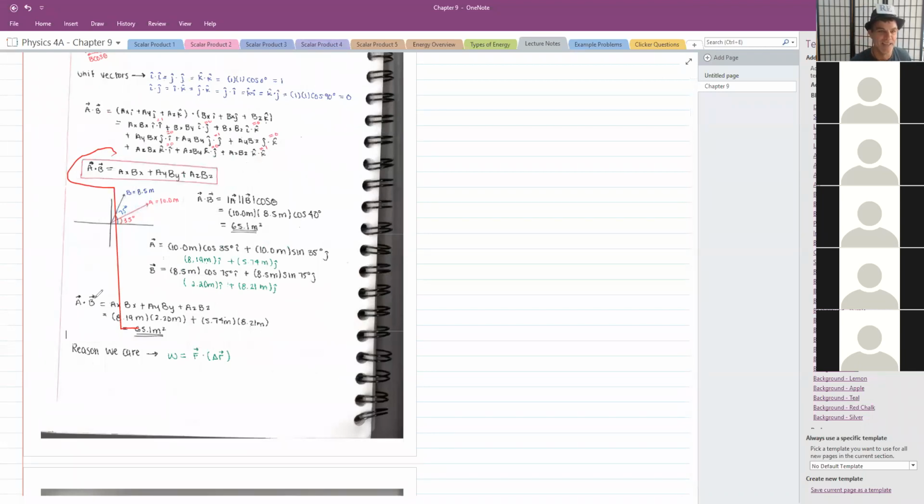From that definition, you can show a second way of getting the dot product is AXBX plus AYBY plus AZBZ. They will both give you the exact same answers.